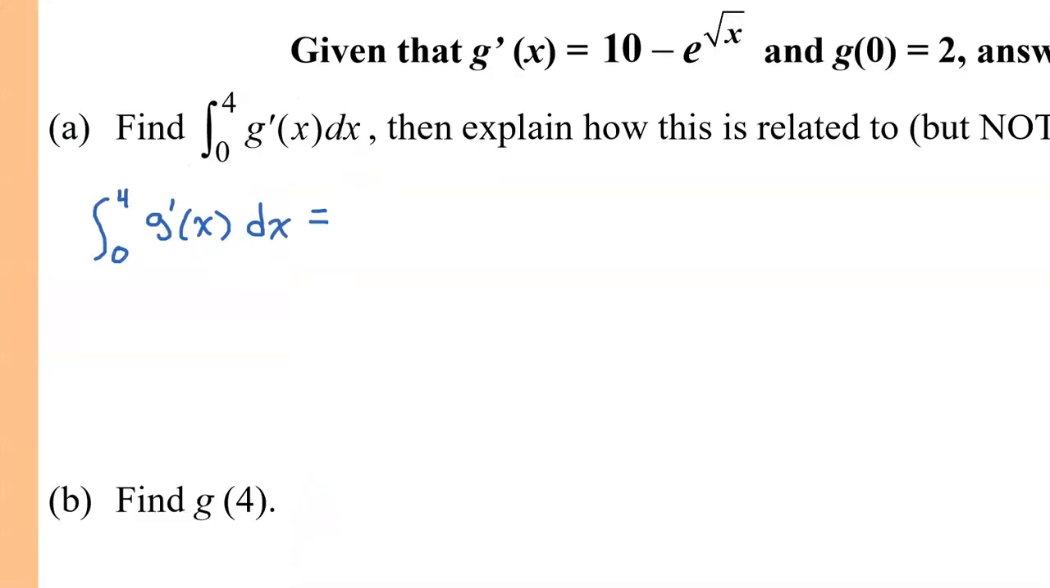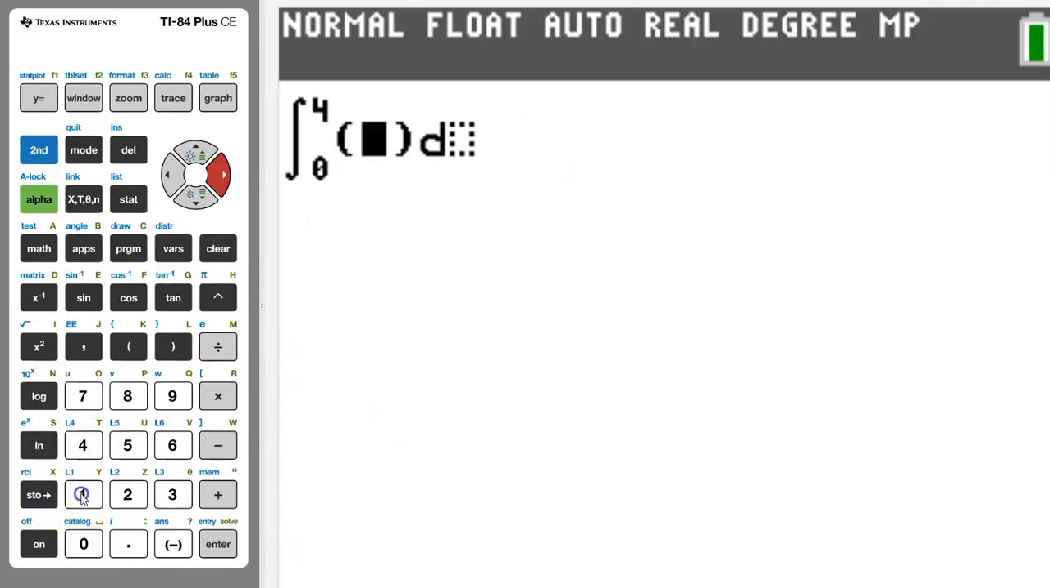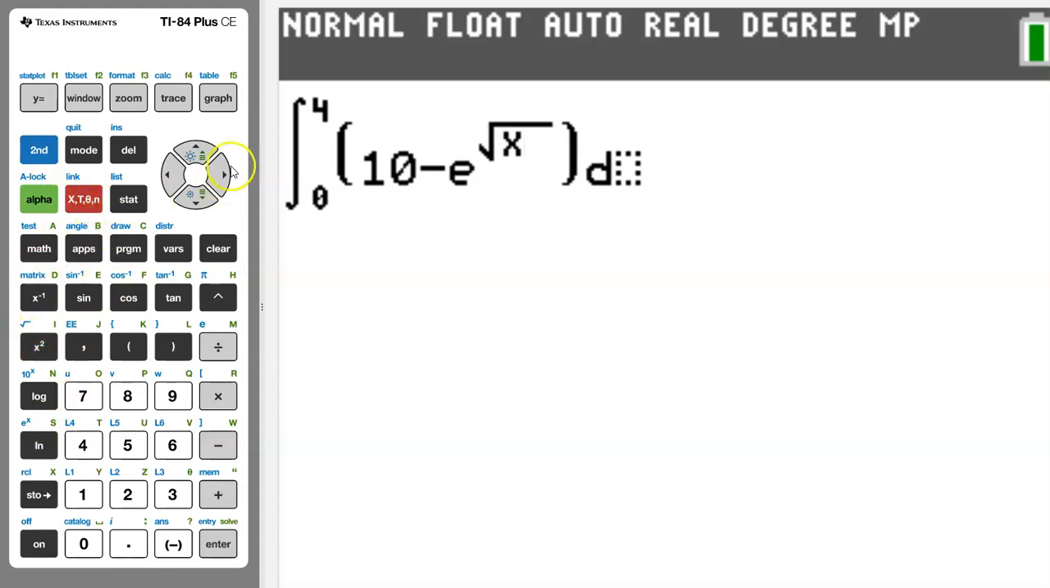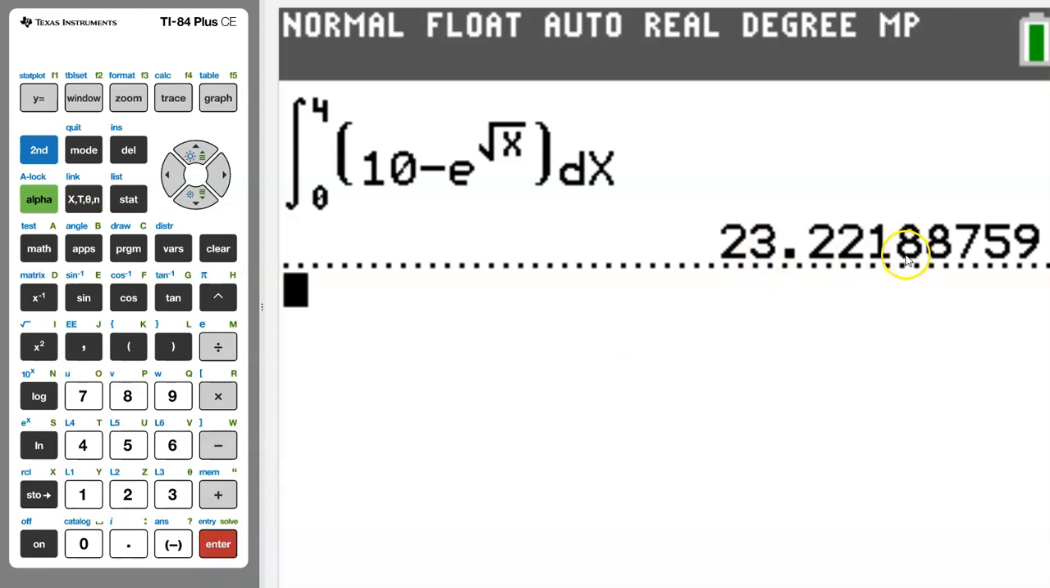So let's look back and see what that thing was again. We are integrating g prime, and g prime is 10 minus e to the radical x power. So that's what we put in, 10 minus e to the radical x power, and of course dx. So guess what? You just hit enter and kabam! This is the value of the integral.